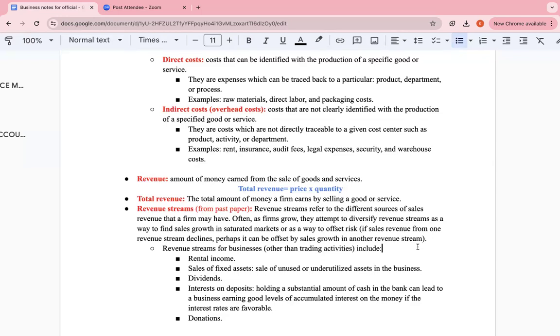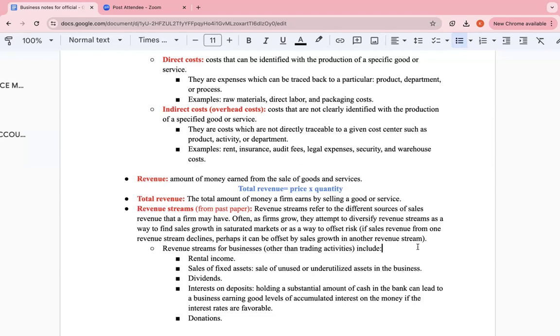Interest on deposits. Holding a substantial amount of cash in the bank can lead to a business earning good levels of accumulated interest on the money if the interest rates are favorable. So basically, if the business has money in the bank and there's a 3% interest, they can be making money off that. And they can also receive donations, depending on the type of company, because we know from section 1.2 that there are different types of companies.